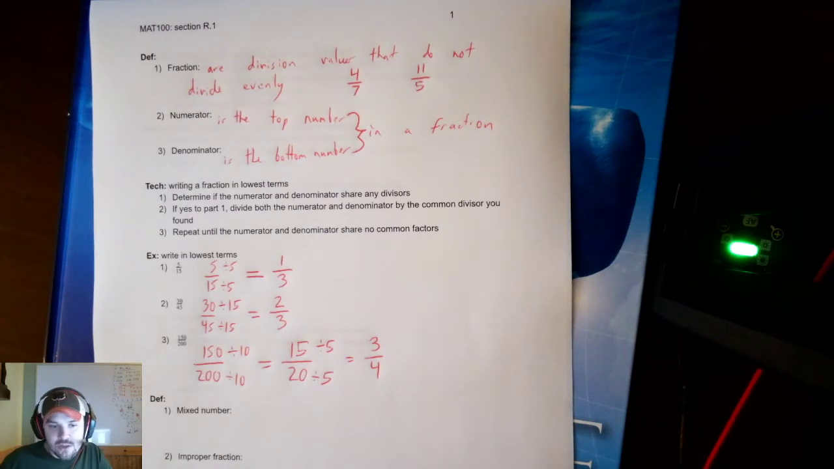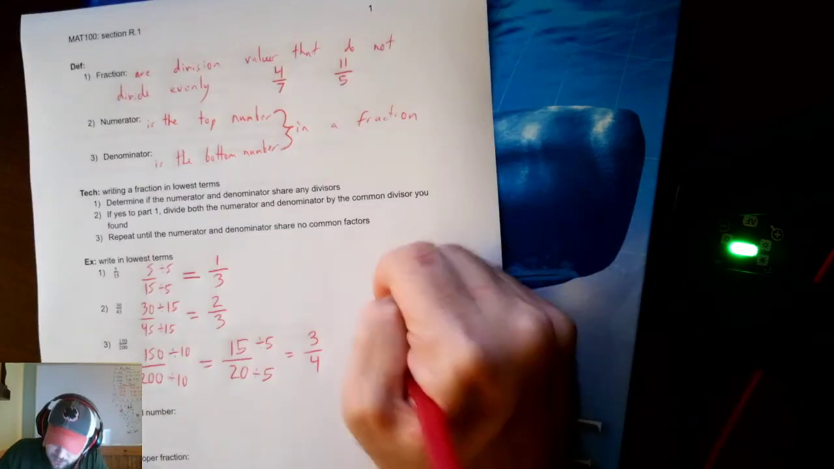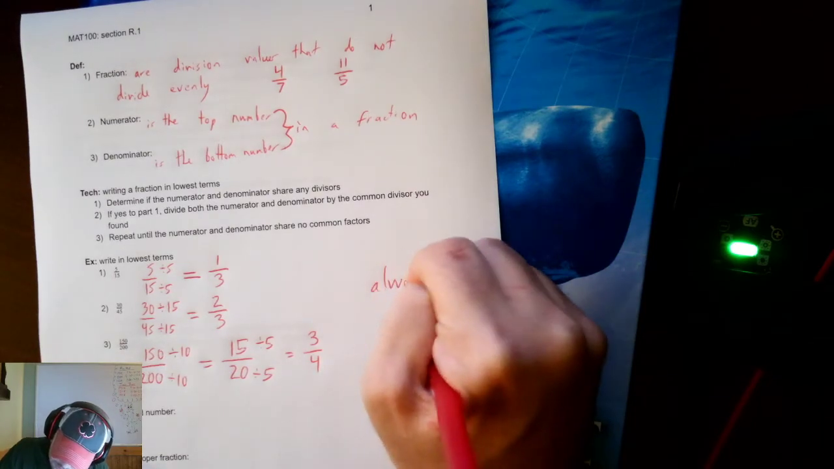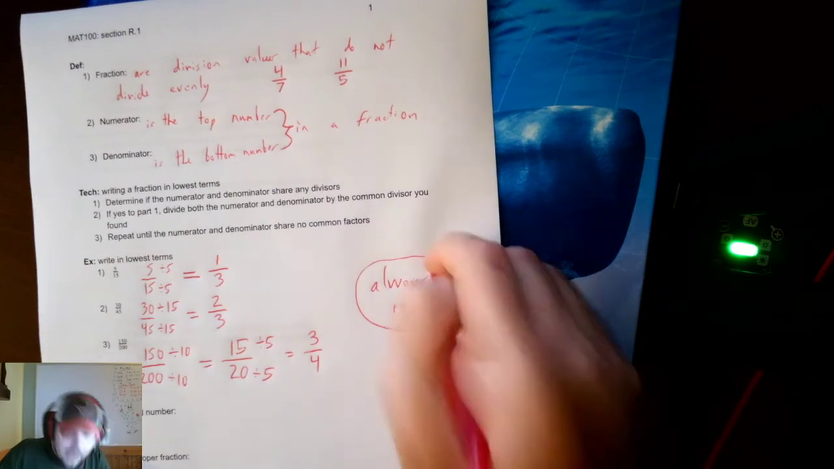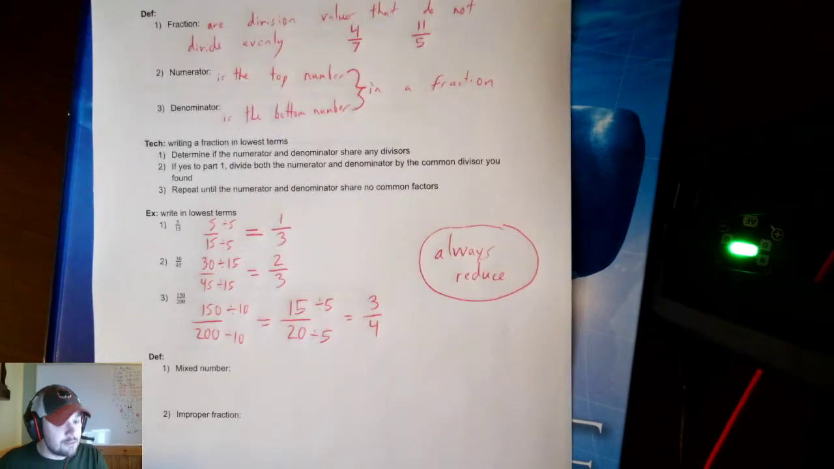Now, a question that usually pops up around this time is, do you need to reduce your fractions? Yes, always. Always put your fractions in lowest terms. Always reduce, unless something tells you otherwise. But as a general rule of thumb, you should always reduce your fractions. Always put them into lowest terms. Anytime you're working with fractions, that should always be the last thing you do before you finish the problem, is reduce. Always reduce.